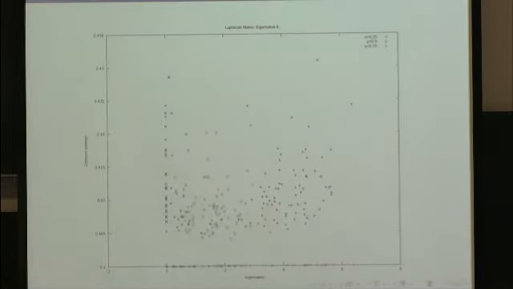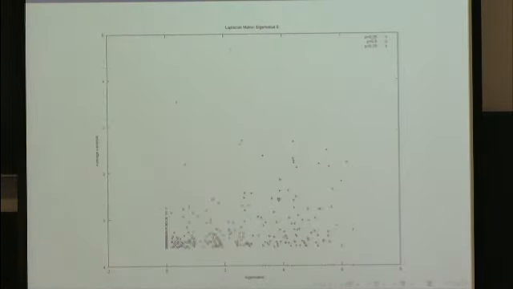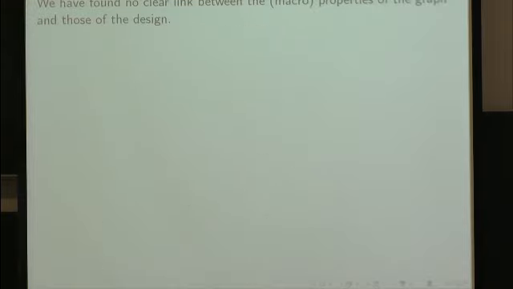I also picked a random arbitrary balanced design and said, well, what's the average variance for that design? And as the connectivity of the graph goes up, the algebraic connectivity, the average variance just doesn't change very much. You might say there's a small upward trend, but it's certainly no help in finding the design. So my conclusions from this: even if you know the macroscopic properties of the graph, it doesn't really help you in finding a design. So there's no clear link.